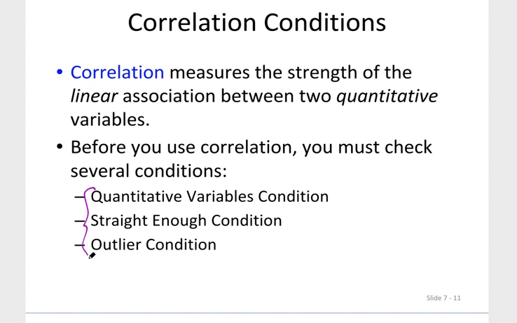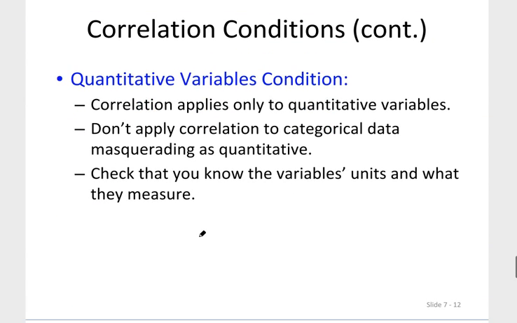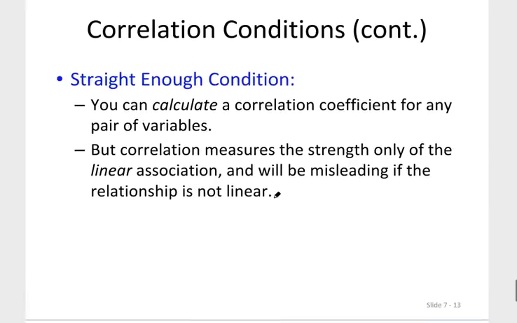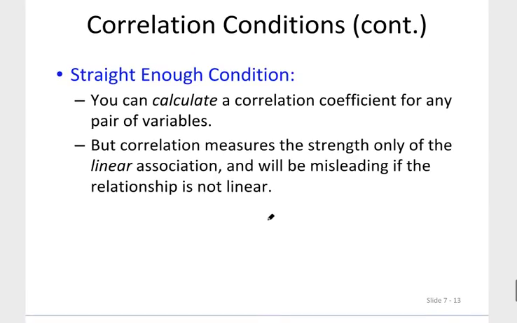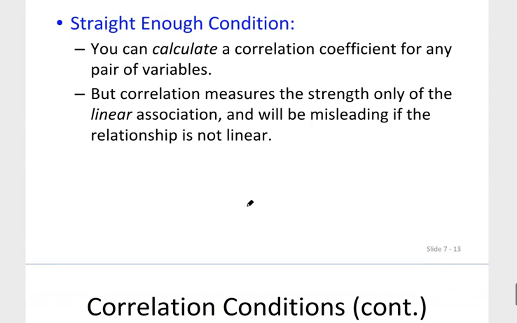Okay, so here are 3 conditions that you need to be careful of and watch out for before you decide that correlation you can talk about the association. So you have to make sure that you're using quantitative variables. Doesn't apply to categorical variables, so that's a no-no. Make sure that they're quantitative. Okay. The next one's straight enough. It has to be a line. It can't be any sort of curve or anything else, but it must be a line. You're going to get a weird answer. It's not really going to make much sense if it's not linear. Okay, so that's the straight enough condition.